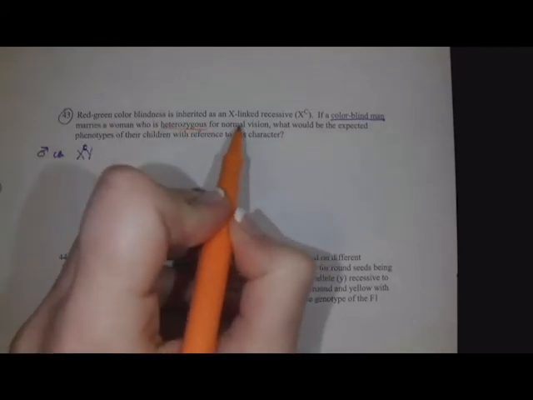Then our female is heterozygous for normal vision. Okay, so she is normal, but she's heterozygous. So females, we're going to have two X's, but only one of those is going to carry that X-linked recessive allele. So now that we have our parents, we are ready to make a cross.